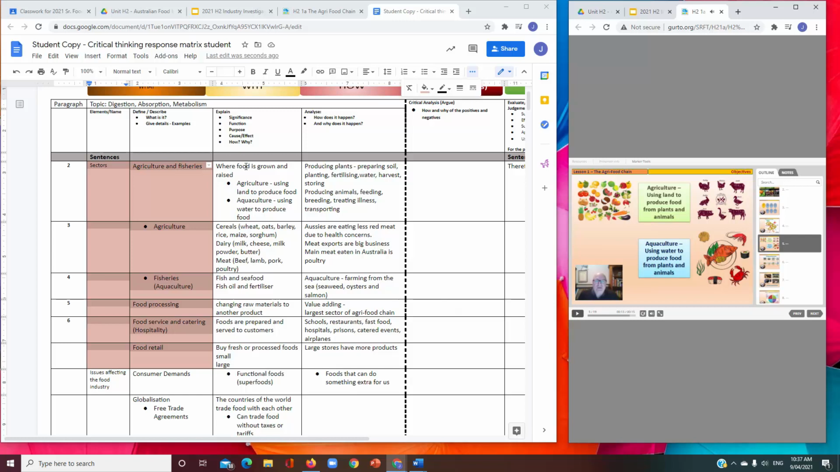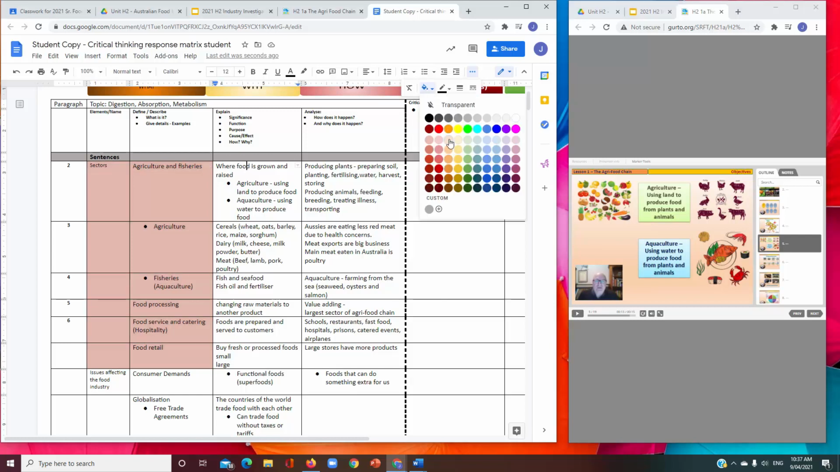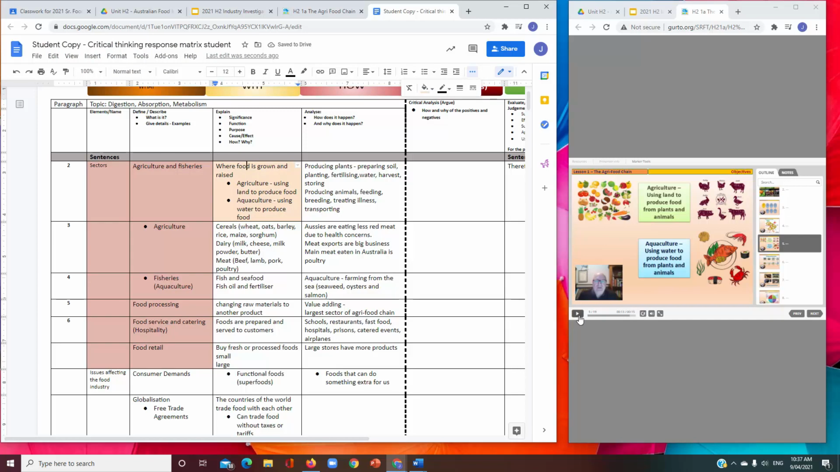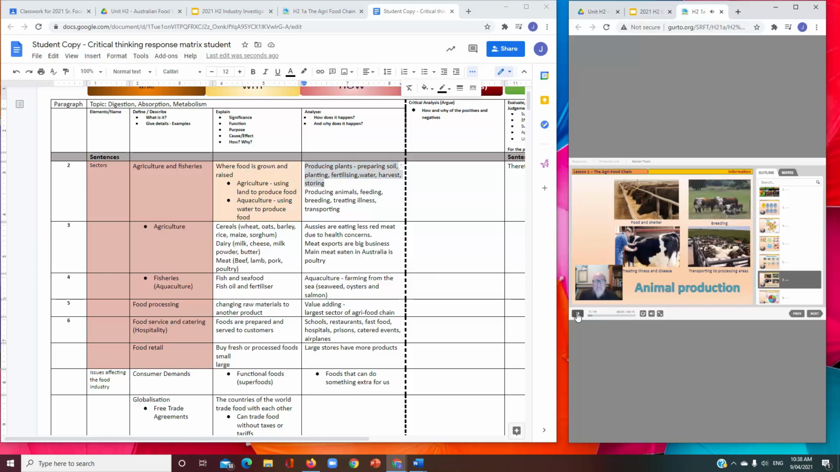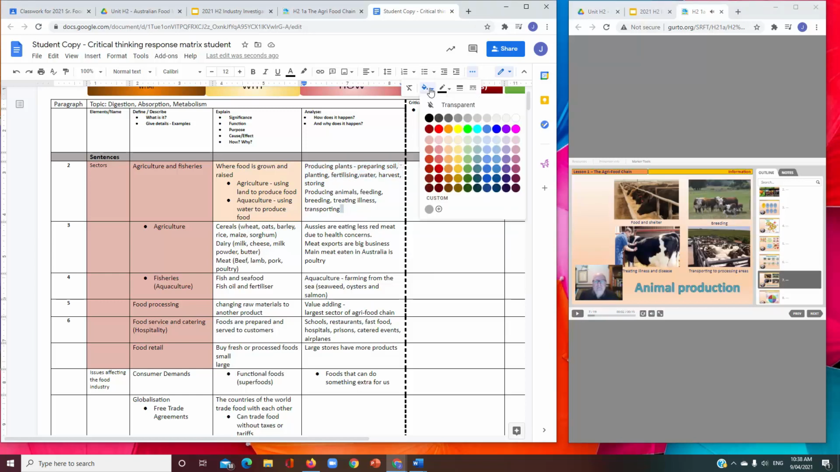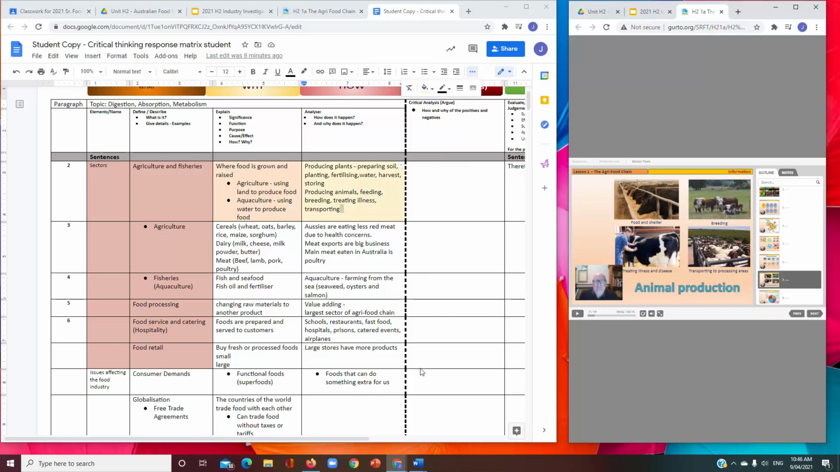So this one here, that's the information that we have, so we want to just write that information down. Okay, so this slide has about producing plants, we have there. Next slide is about producing animals, so we want to just highlight and write the information.